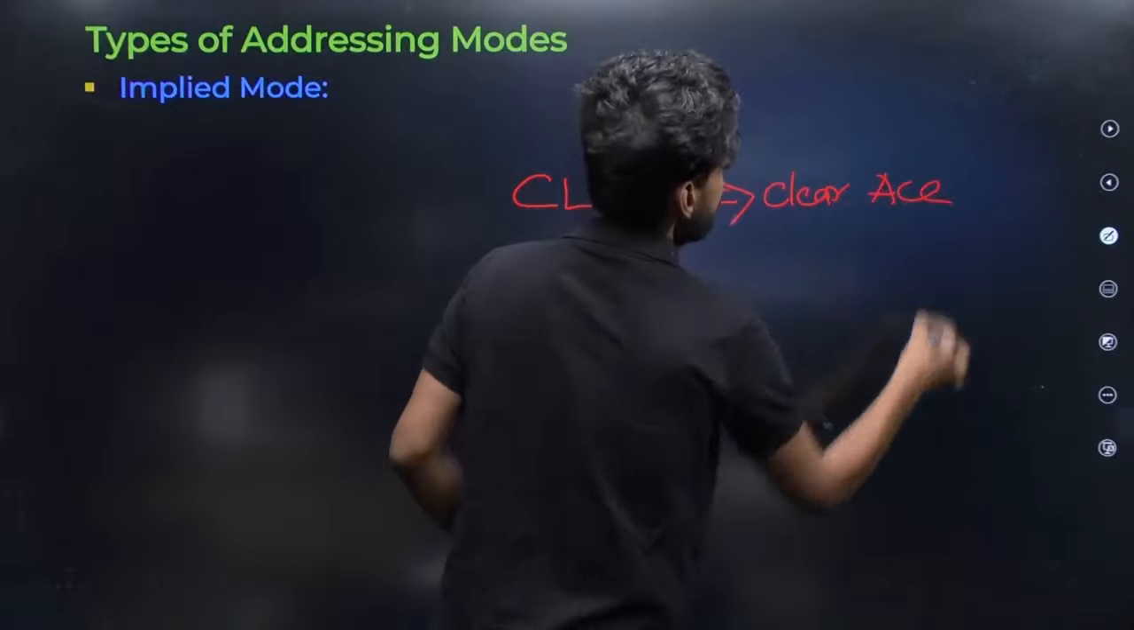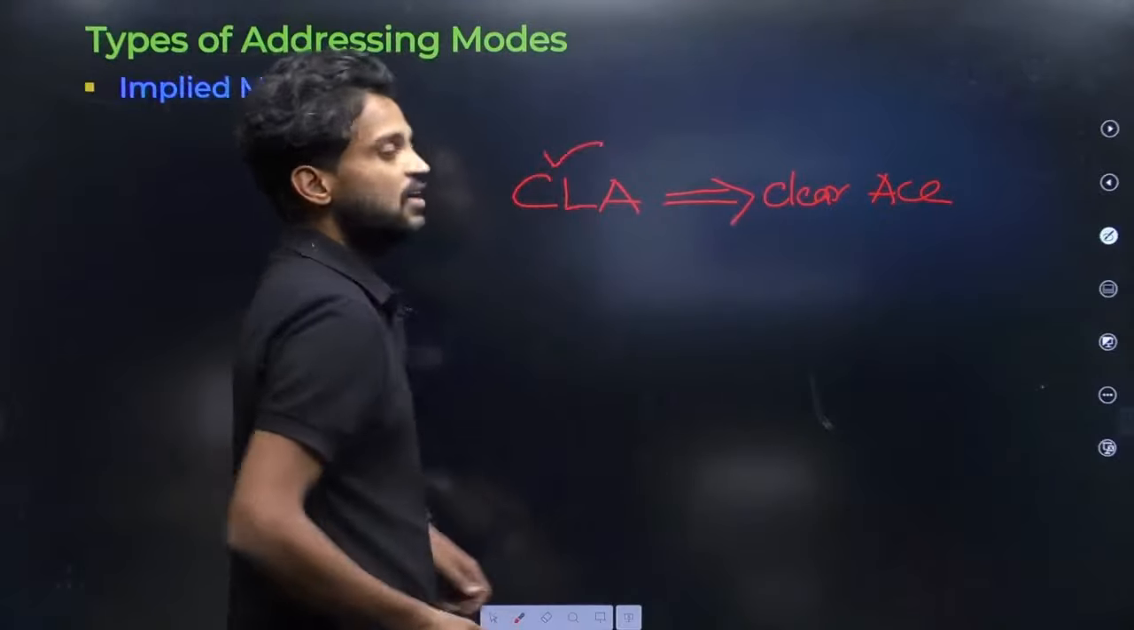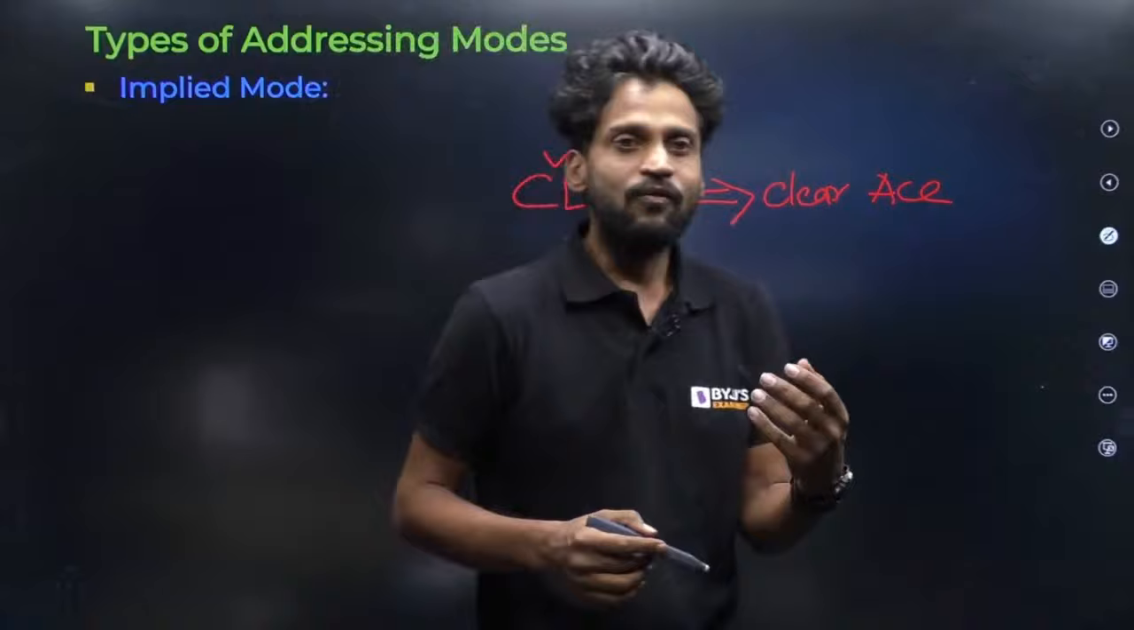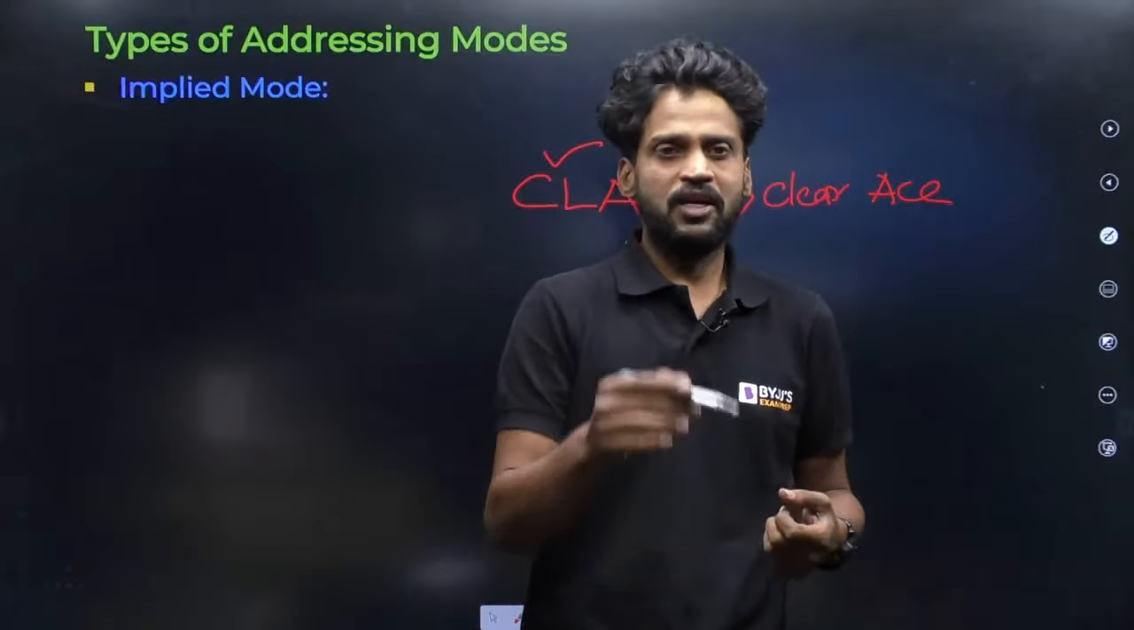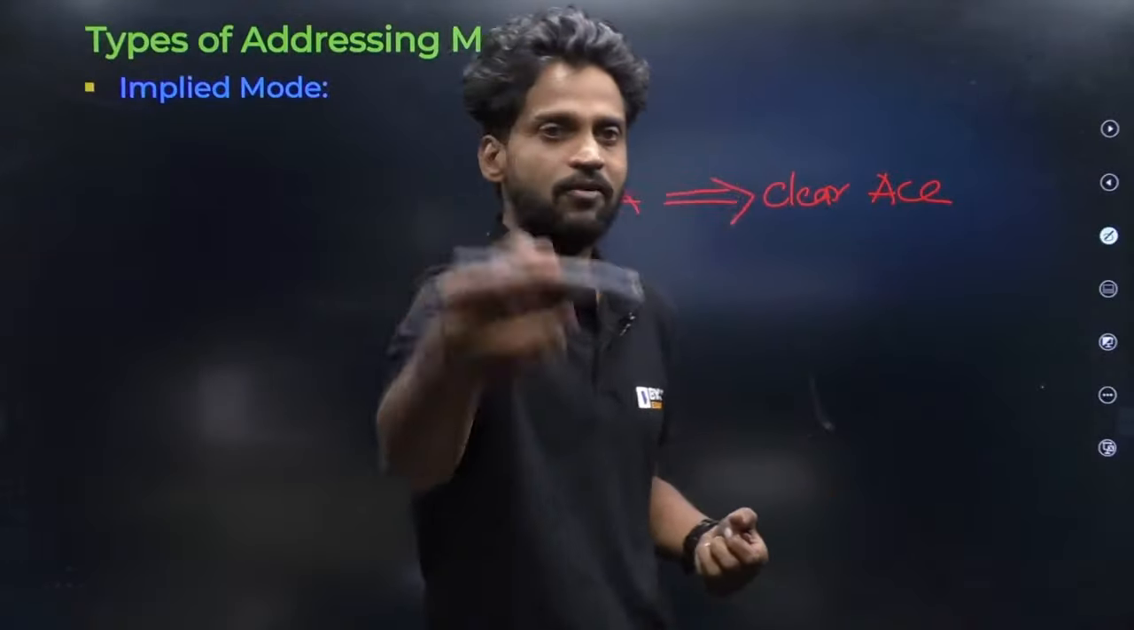Clear accumulator. During the execution of CLA, the contents of the accumulator will get cleared. Very good. Accumulator is equal to accumulator plus memory of 450.